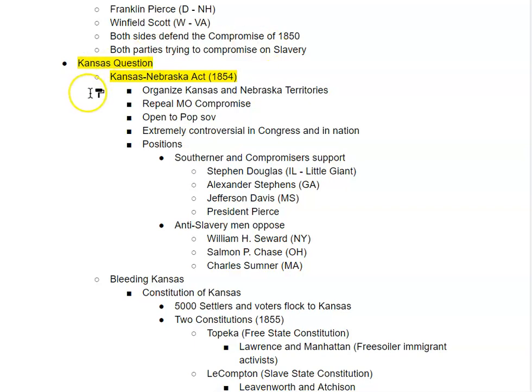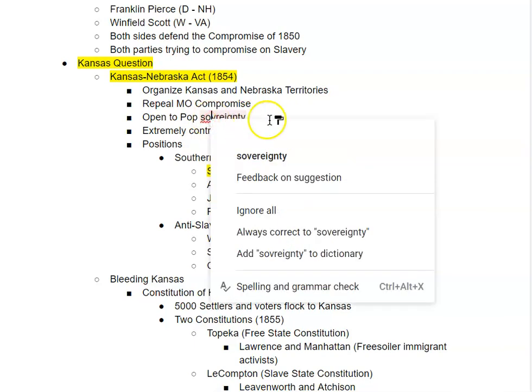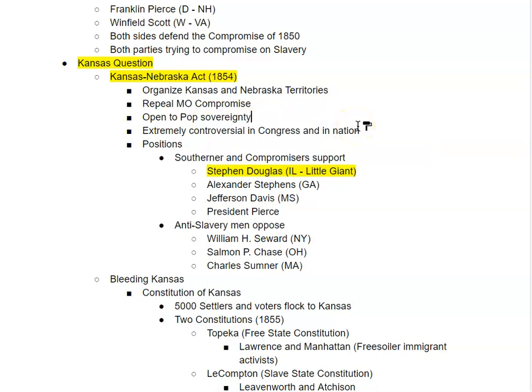In this proposal put forward by Stephen Douglas, senator from Illinois, nicknamed the Little Giant, Stephen Douglas puts together the Kansas-Nebraska Act and opens Kansas and Nebraska to popular sovereignty. This idea that the people themselves could decide, but this meant that it would mark a repeal of the old Missouri Compromise, which had been on the books for nearly 35 years.